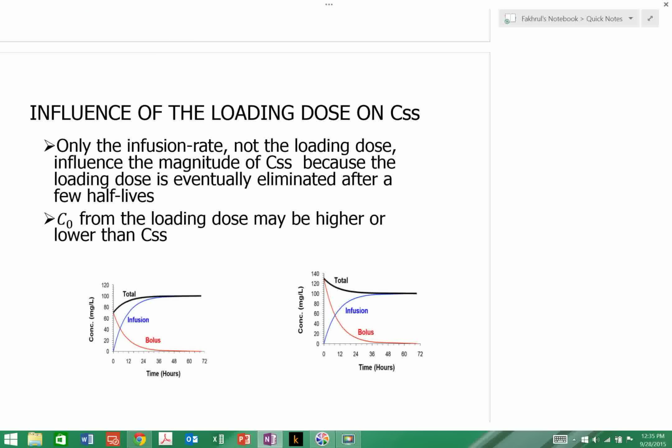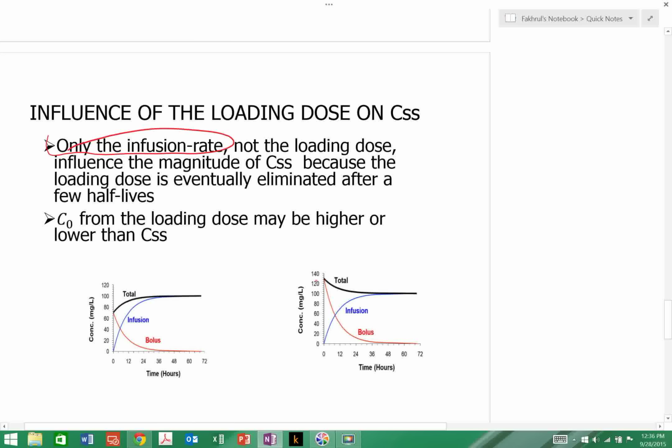And another thing I want you to remember: the influence of the loading dose on CSS, how the loading dose affects the magnitude of CSS. The only thing you have to remember is that only the infusion rate, not the loading dose, affects the magnitude of the CSS. For this reason, because the loading dose will eventually be eliminated, the infusion rate controls the magnitude of the CSS.